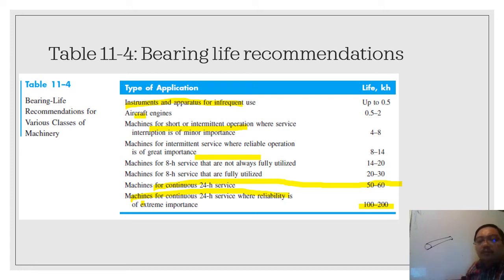Okay, for most applications that we see in everyday usage, it's not for the lifetime. It has a period. Okay, it has a lifetime period of time. Okay, so this is the bearing life recommendation.